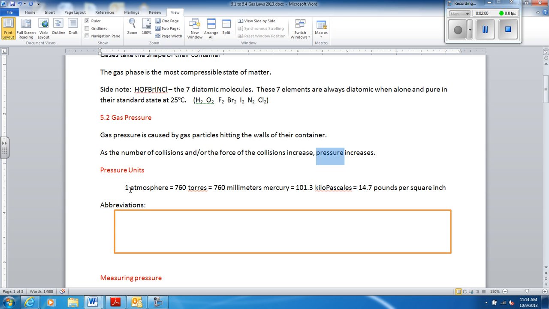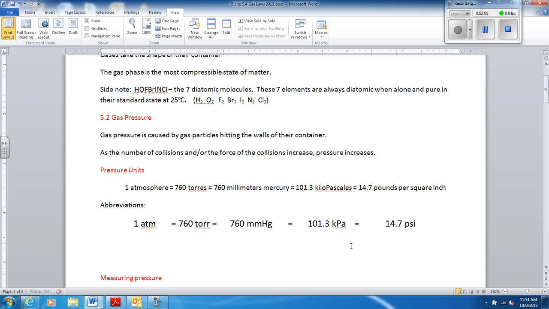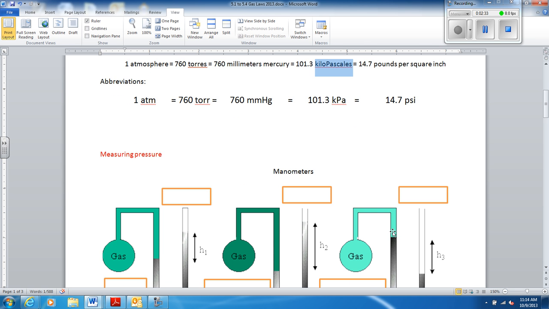Units for pressure, we have a bunch of different units. You won't have to memorize these conversion factors. We can convert between any of these units. And all of these units can be abbreviated. And you should write down those abbreviations. So atm is atmospheres, torr is torr. mmHg stands for millimeters of mercury, literally the element mercury. It's how high mercury goes, and you'll see that in the measuring pressure section in a moment. kPa, kilopascals, psi, pounds per square inch.